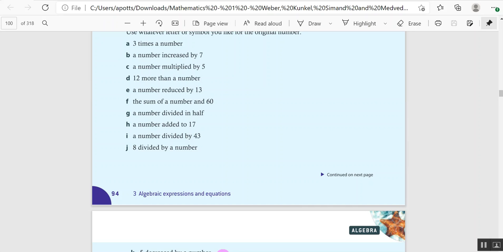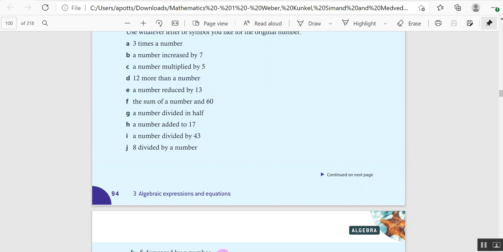3, whatever letter. A number increased by 7. X or whatever number you want. Add 7. A number divided by 43. G? Yeah. Good. All right.